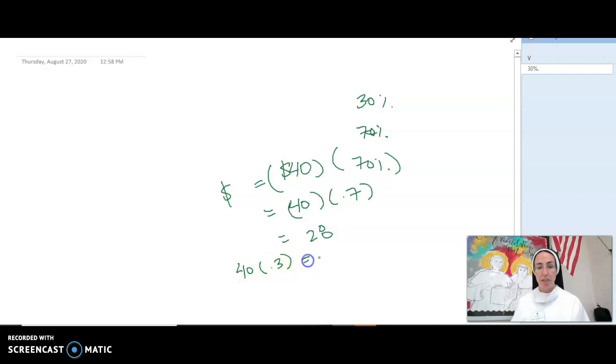Another way you could have done it is to say, well, what's 30% of 40? 40 times 0.3. Well, that's going to be 4 times 3 is 12. Move the decimal point over, move it back again. And then it's 40 minus 12, which is 28. You could do it either way.